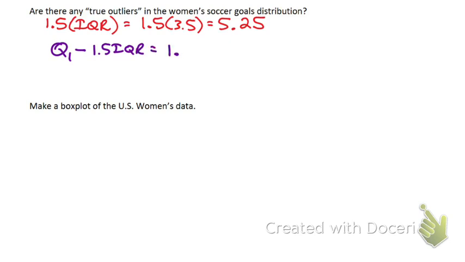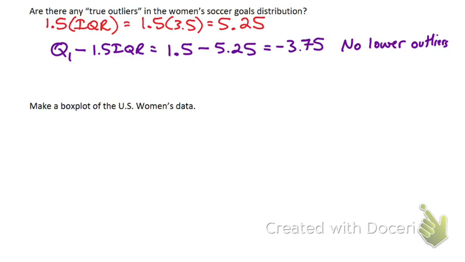So we're going to take Q1 and we're going to subtract that 1.5 IQR number. So Q1 was 1.5. And we're going to subtract 5.25. Now, sometimes this is going to happen. You're going to get a negative number. That just means obviously you have no lower outliers because you don't even have negative numbers in your data. But this is negative 3.75. Is that right? Yes. Okay. There's no lower outliers. There's no value that is lower than negative 3.75.